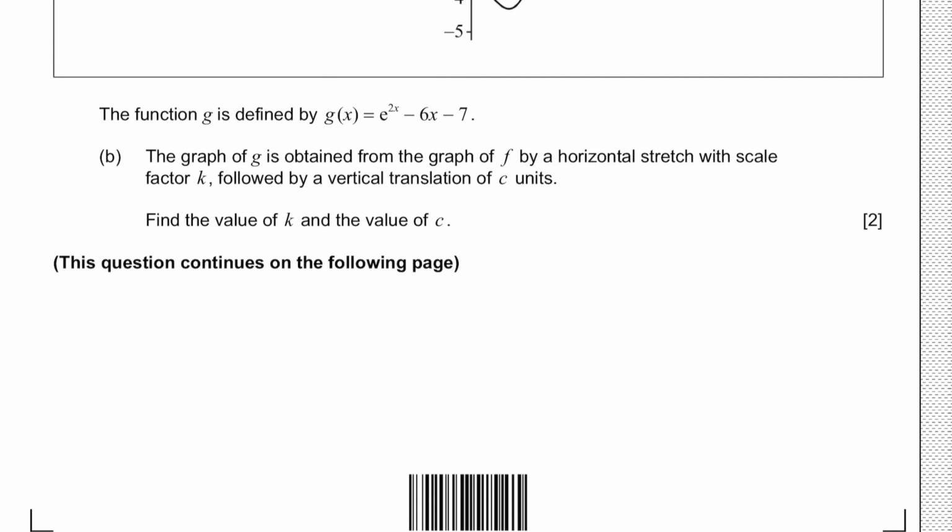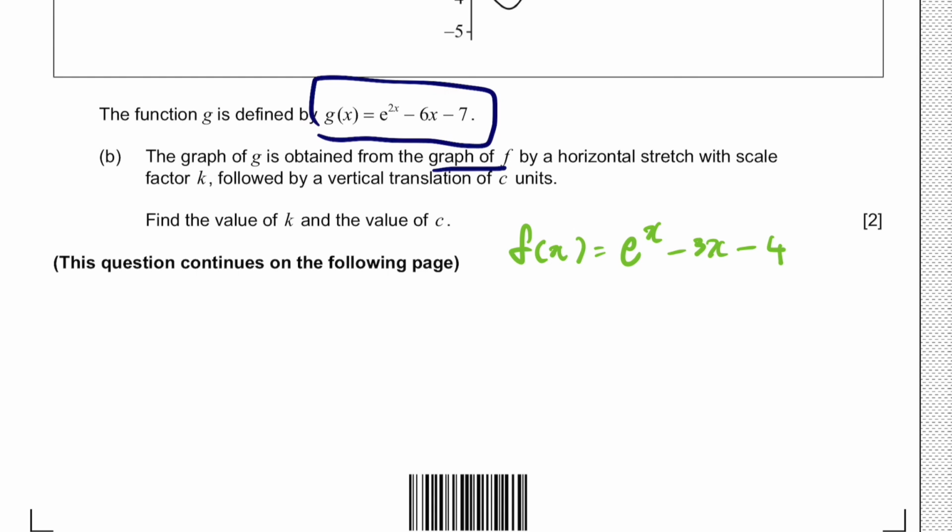Then let's look at question B. Function g is defined by this equation. The graph of g is obtained from the graph of f by a horizontal stretch with scale factor k, followed by a vertical translation of c units. We know that f of x is e to the power of x minus 3x minus 4. The function g of x that is newly given in this question is e to the power of 2x minus 6x minus 7. So using the -4 and -7, we have to identify the vertical translation.